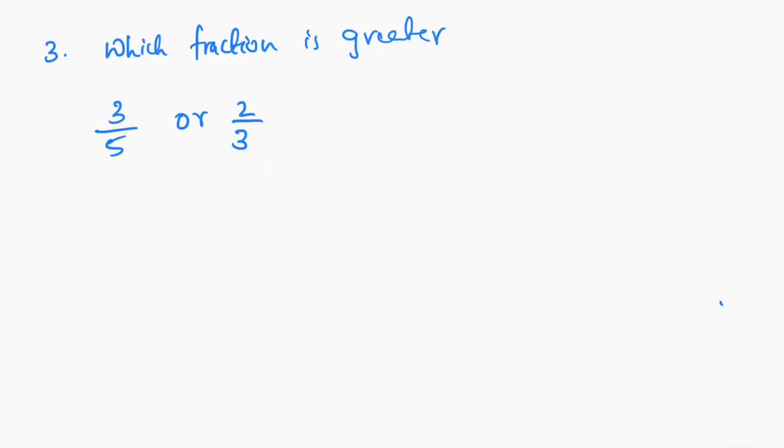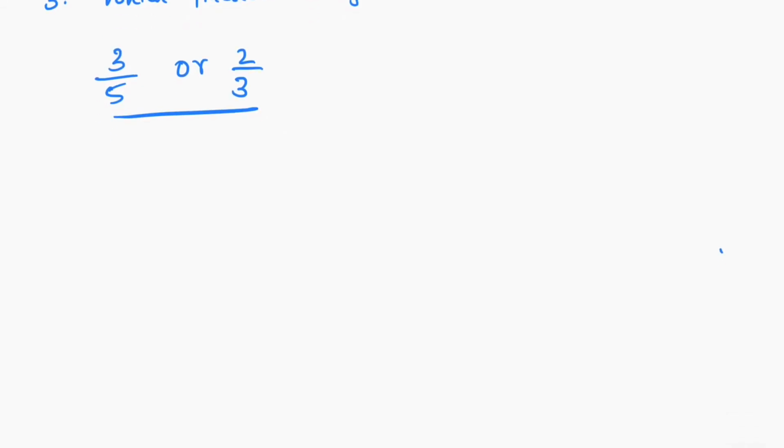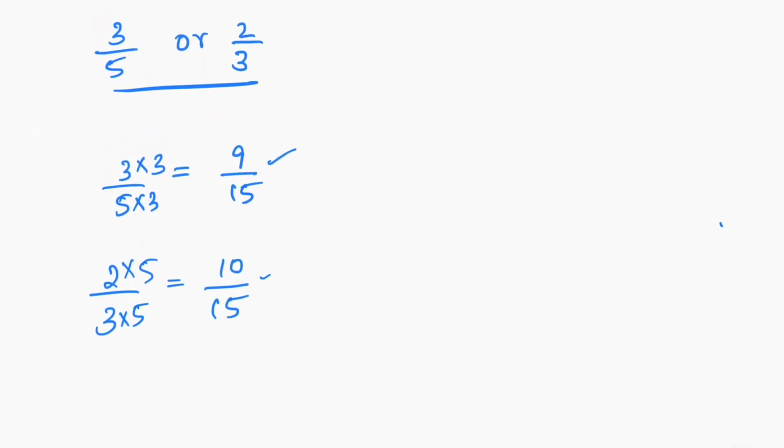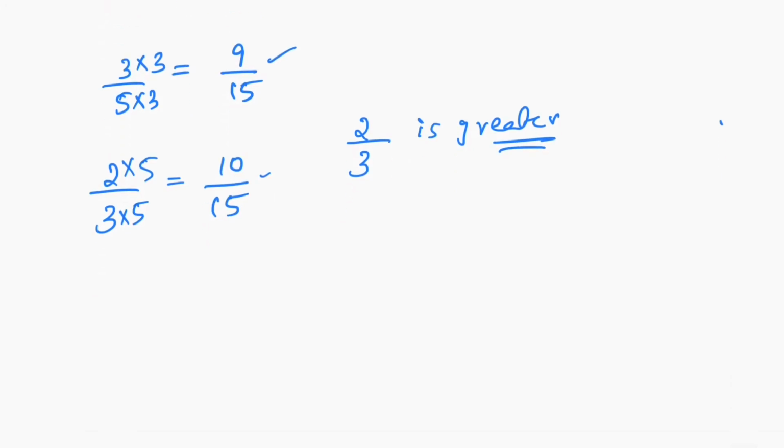In order to check which fraction is greater, the first thing we have to do is make the denominators equal. So 3 by 5, I can make it 3 into 3 by 5 into 3, so I'll get 9 by 15. Similarly, 2 by 3. To make it 15, what should I do? Multiply by 5, so I get 10 by 15. So now we just check 10 by 15 or 9 by 15. Which is greater? 10 by 15 is greater. So that means 2 by 3 is greater. Okay, this is how we solve it.